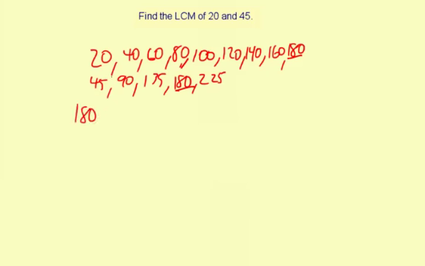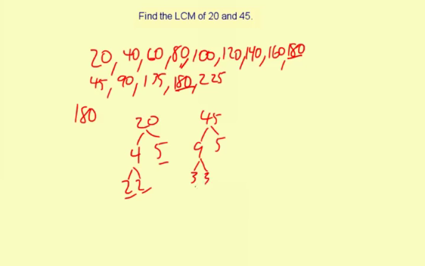Now there's another way to do this using prime factorization in a Venn diagram where you don't have to list all the multiples. So I'll do the prime factorization of both 20 and 45, then show you how the Venn diagram works. So 20 is 4 times 5, and 4 is 2 times 2. So the prime factors are 2, 2, and 5. 45 is 9 times 5, and the 9 is 3 times 3, so we have 3, 3, 5.